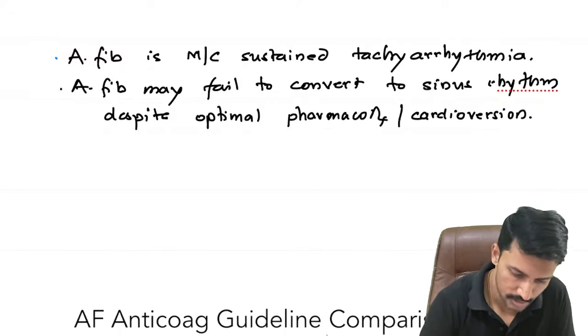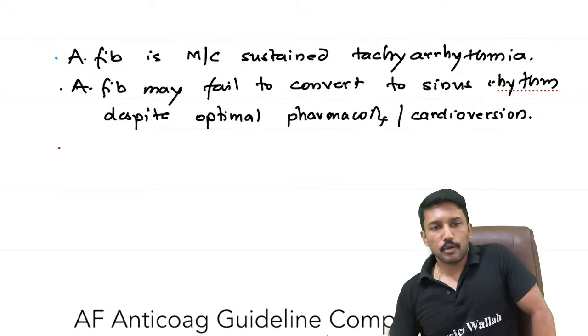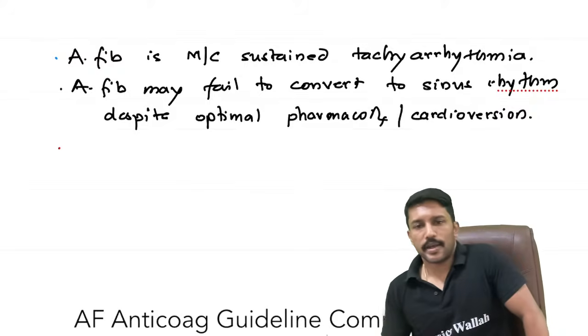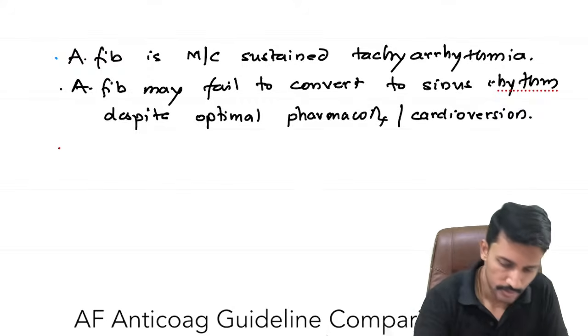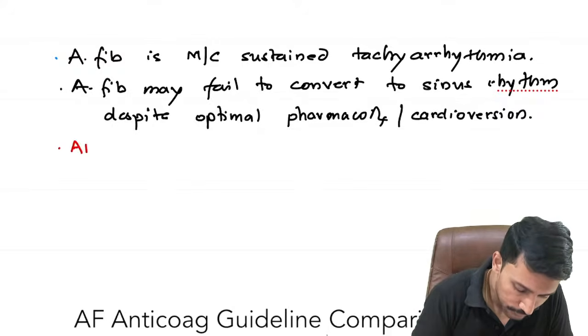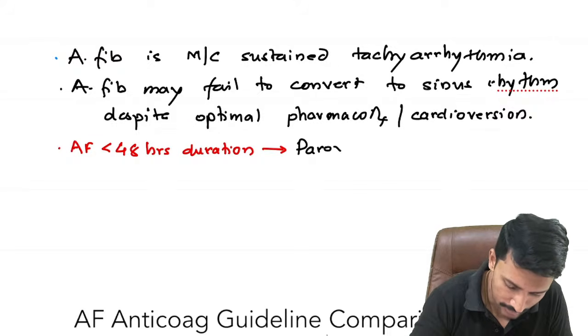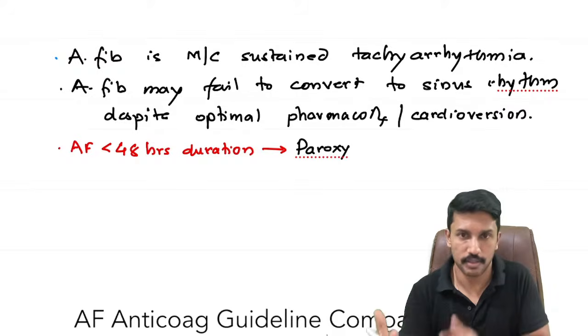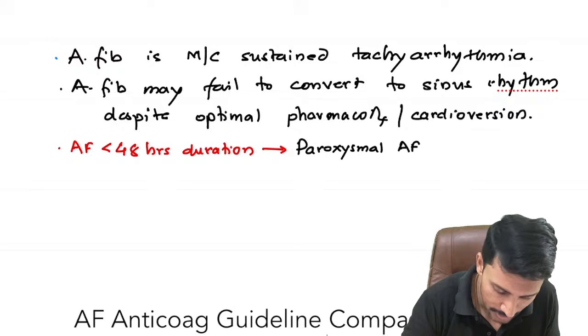So what challenges do they pose? Here I will introduce a few terminologies before I tell you how to manage such cases where our initial attempts to convert the rhythm have failed. If it is AF of less than 48 hours duration, we generally call it paroxysmal atrial fibrillation. Anyway, how to manage it, we know, right? I have no concern. I will directly try to convert it to sinus. If it fails, next step.